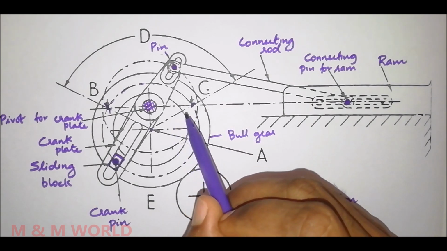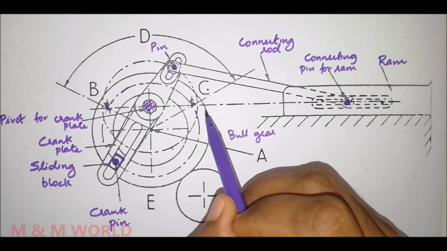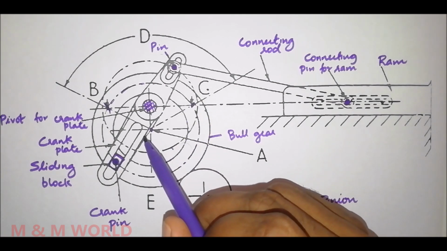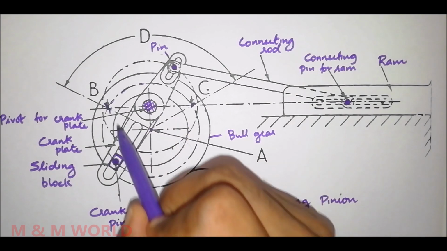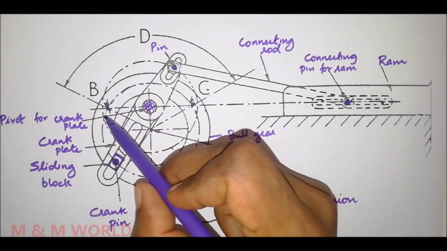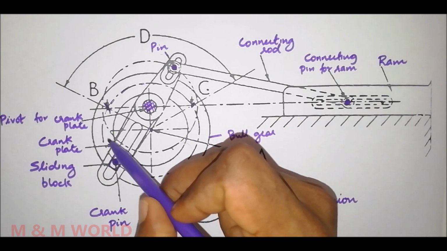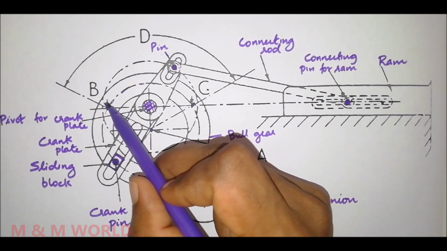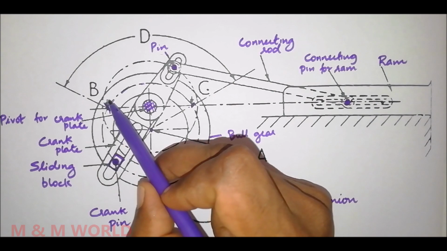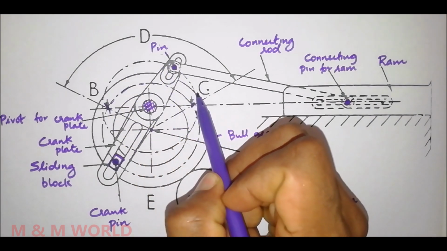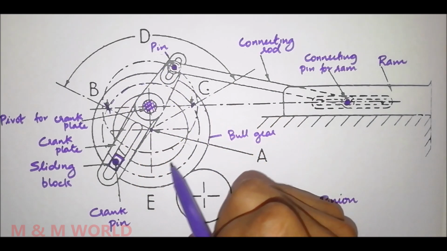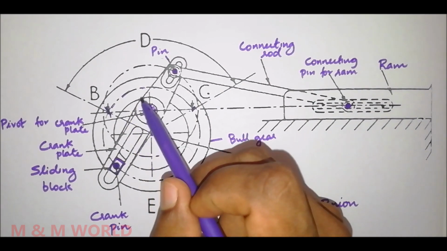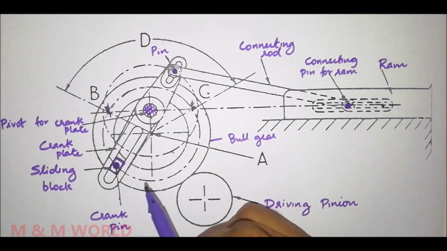As the angular velocity of the crank pin is uniform, the time taken by the crank pin to travel this arc, that is CEB, will be greater than the time taken to travel from BDC. So thus a quick return motion is obtained by this particular mechanism.